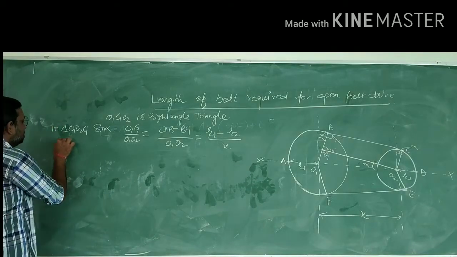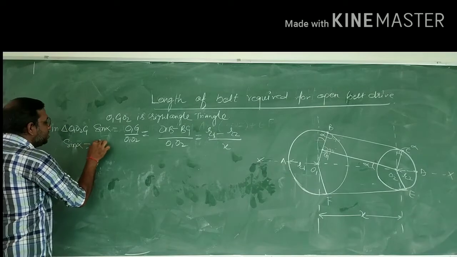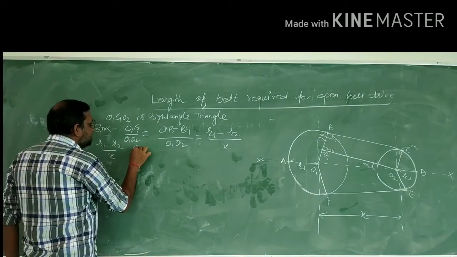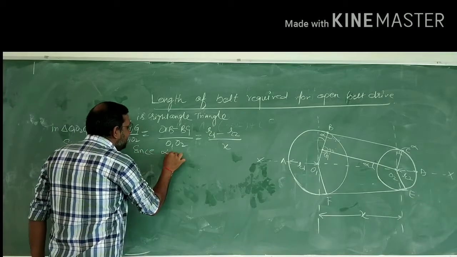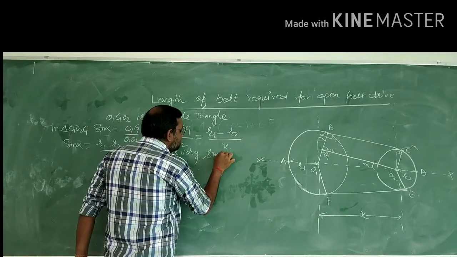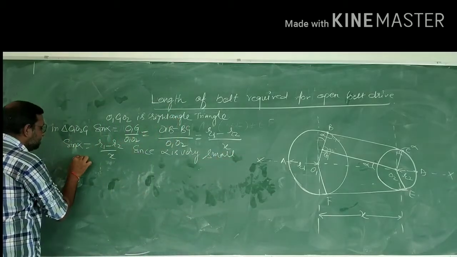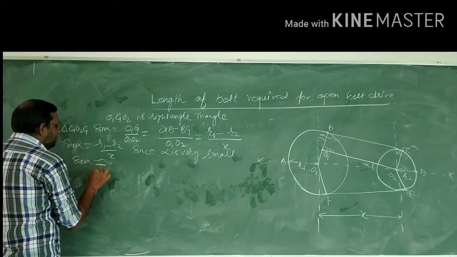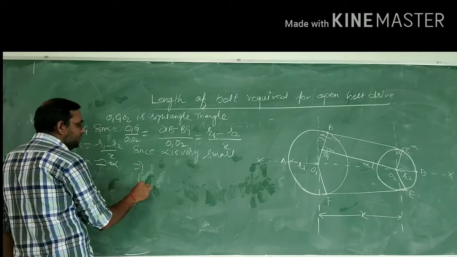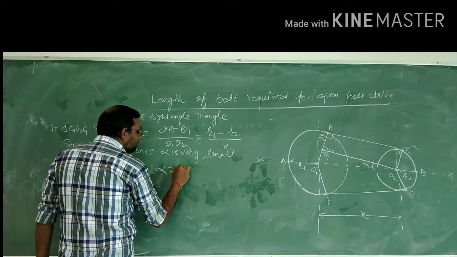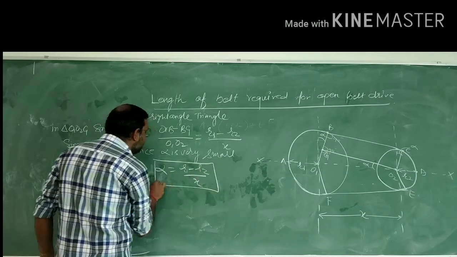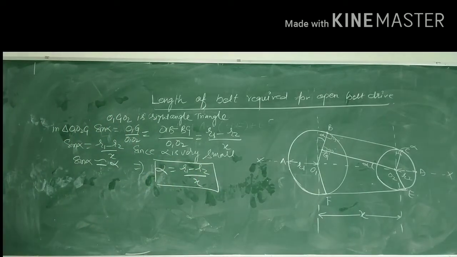Okay. So sine alpha would be equal to R1 minus R2 by X. Since alpha is very small, then sine alpha would be approximately equal to alpha. So this implies alpha would be equal to R1 minus R2 over X. So this is the value of the alpha that we have.